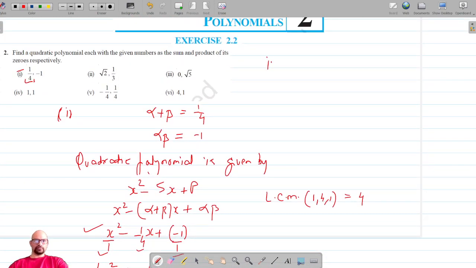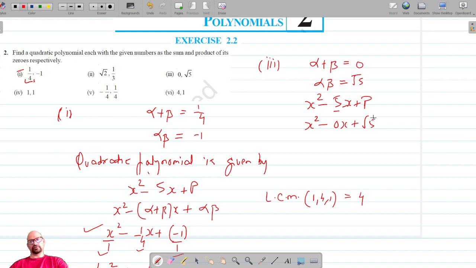Moving on to question number 3. The sum of the zeros is given as alpha plus beta is 0, and the product of zeros is root 5. So the quadratic polynomial is x squared minus sum of zeros plus product of zeros, which is x squared, sum of zeros is 0 into x, product of zeros is root 5. So this is x squared minus root 5.